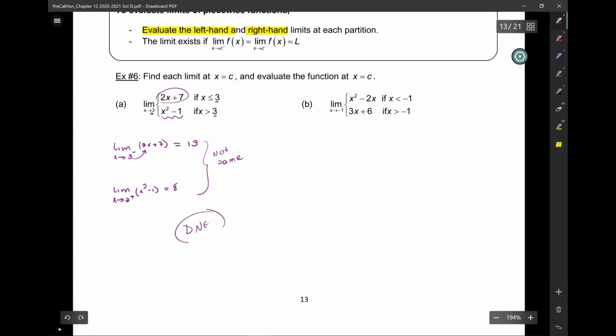Awkward. Where did you get 13 from? You tell me. Oh. Okay. Never mind.